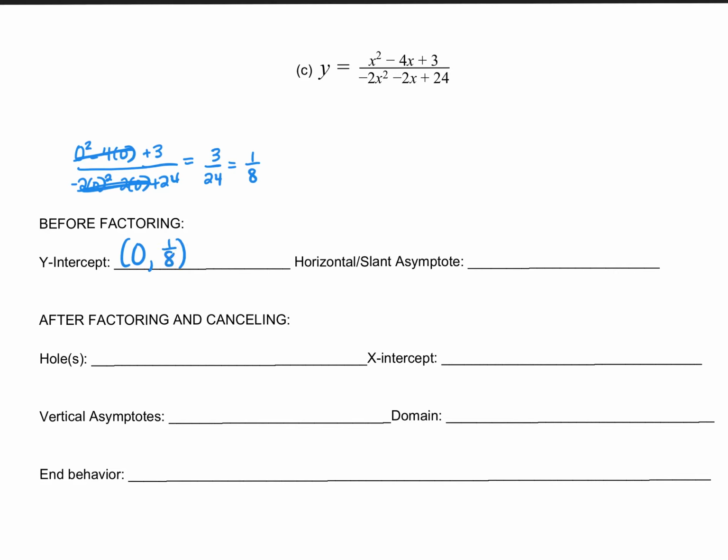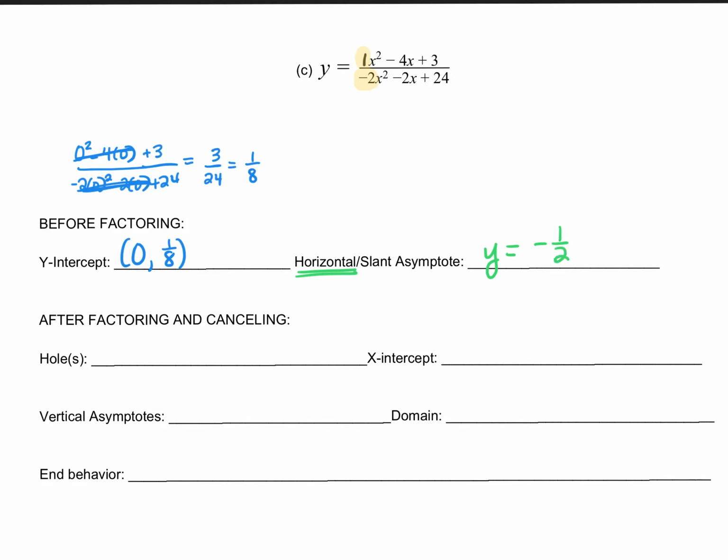Horizontal asymptotes. So we compare the degrees of the numerator and the denominator. So we see in the numerator, my highest degree, my highest power is 2. In the denominator, my highest power is also 2. If you think of a 1 being in front of our x squared, then when we look at the ratio of those coefficients in front of the highest powered term, we see that our horizontal asymptote is going to be negative 1/2. So we would have y equals negative 1/2.